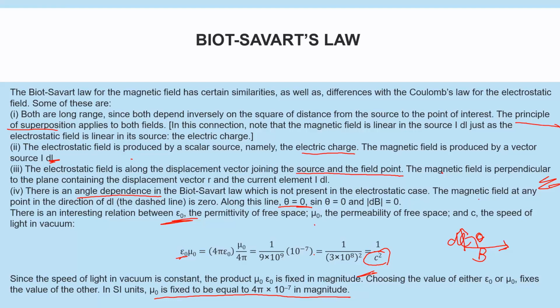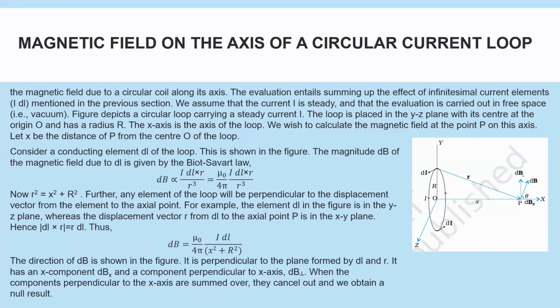Biot-Savart law. Now, using the Biot-Savart law, we can find out the magnetic field in different kinds of situations. Over here we are going to consider the magnetic field on the axis of a circular current loop. This is a current carrying circular loop, its radius is r, and the magnetic field over here is dB. This is due to a line element dl, which we are considering over here. dl is one of the line elements in the current carrying loop itself.